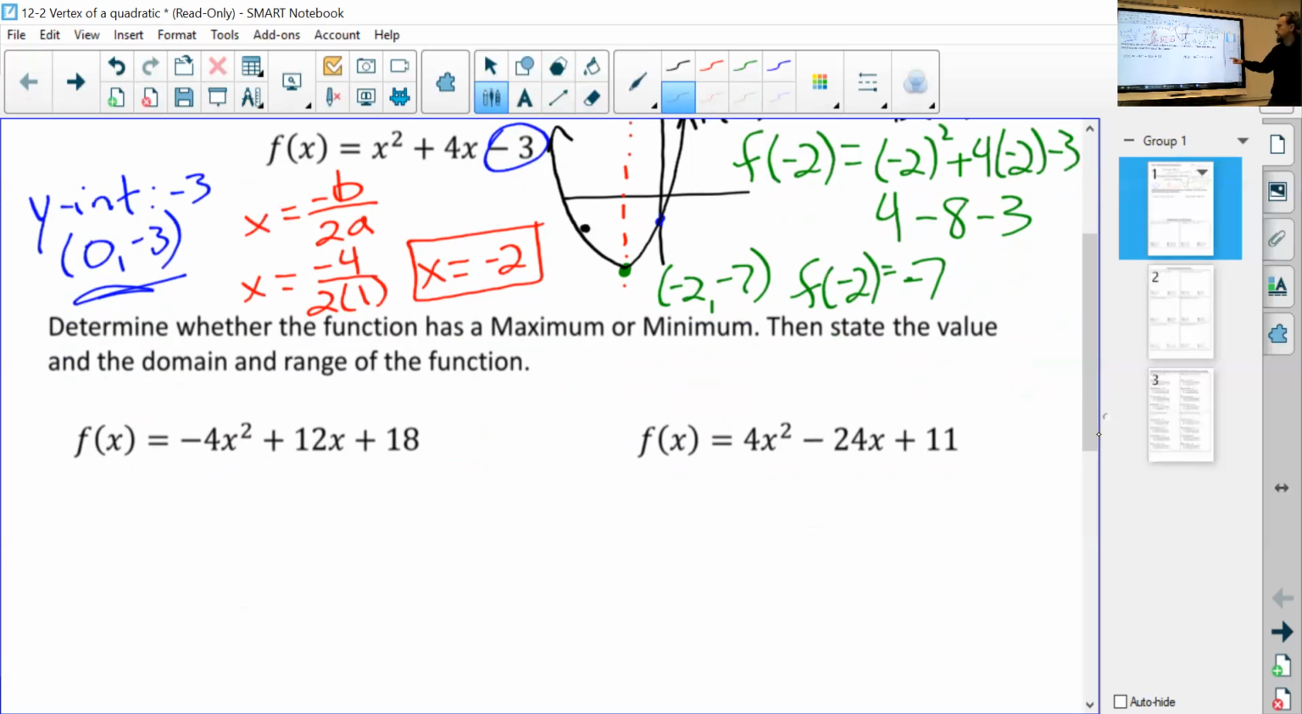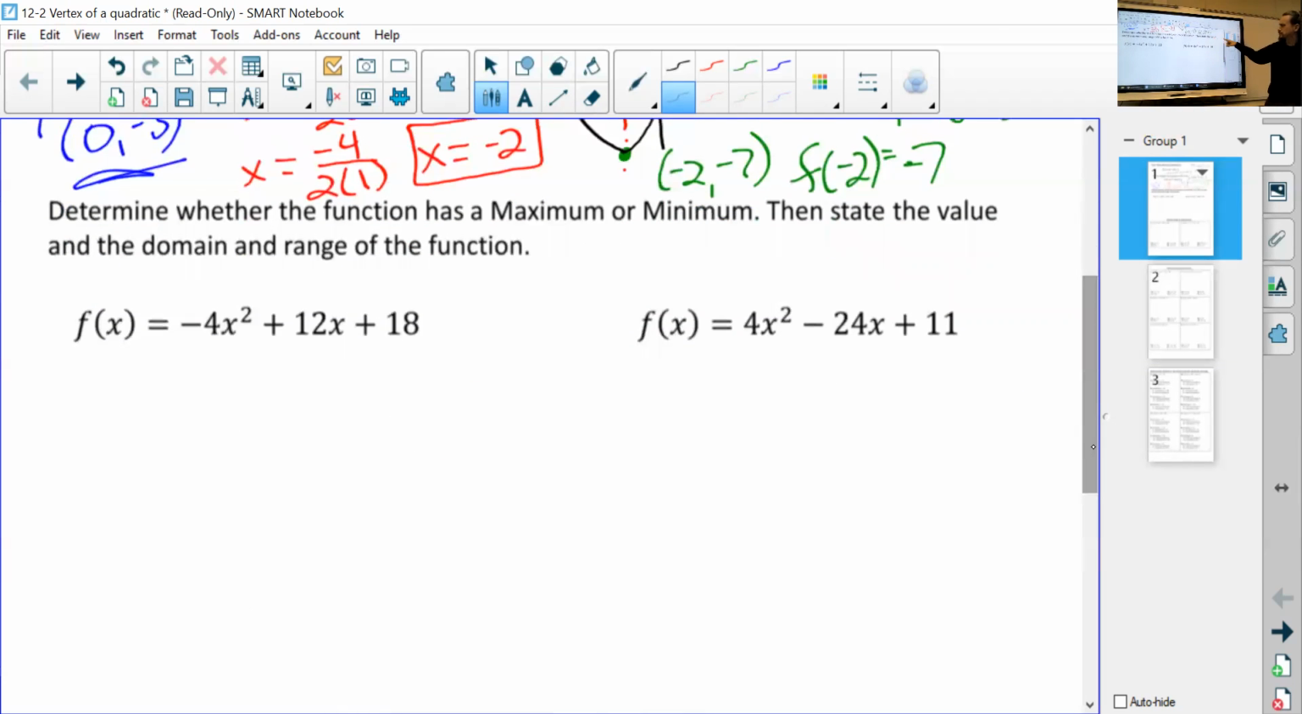State the value in the domain and range of the function. I feel like it has too many words there. State the value. What's the value? Oh, the value of the minimum or maximum. Okay, all right, I'm caught up now.